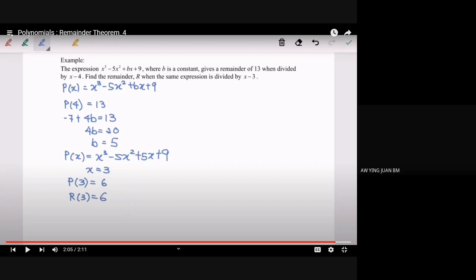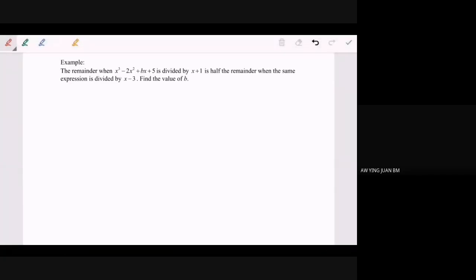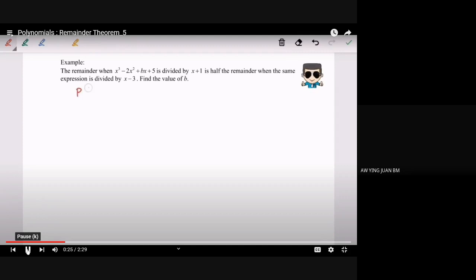So example yang kelima. The remainder when the expression is divided by x plus 1. So now I'm going to write P(negative 1). Okay, so kenapa P(negative 1)? The remainder. Ingat tadi? The remainder. So kita boleh tulis R(negative 1), masa yang sama, kita pun boleh tulis P(negative 1).